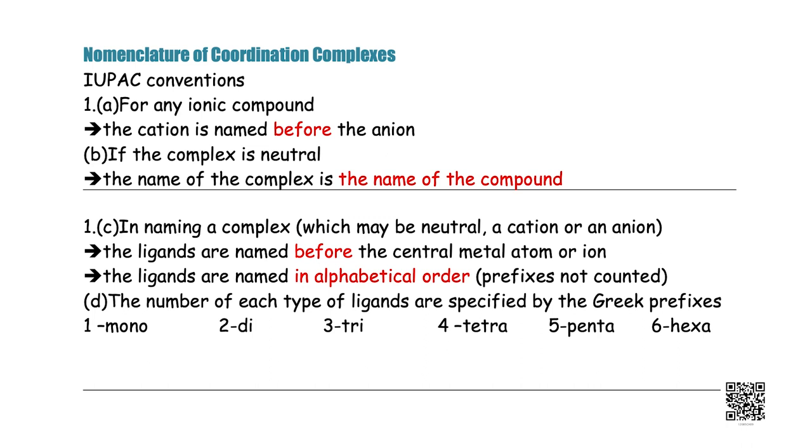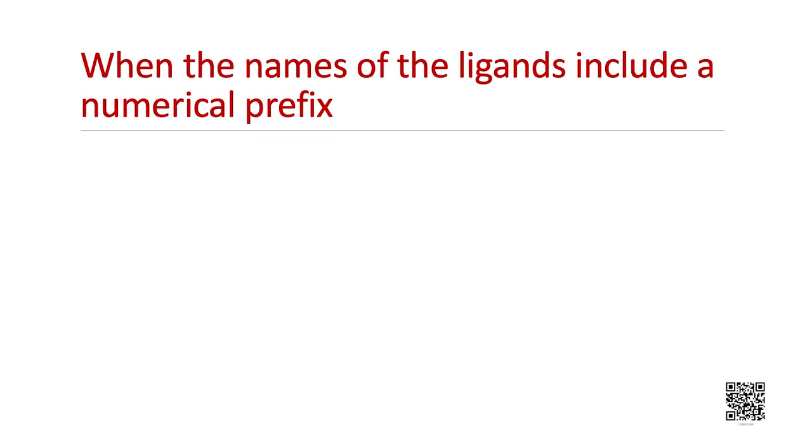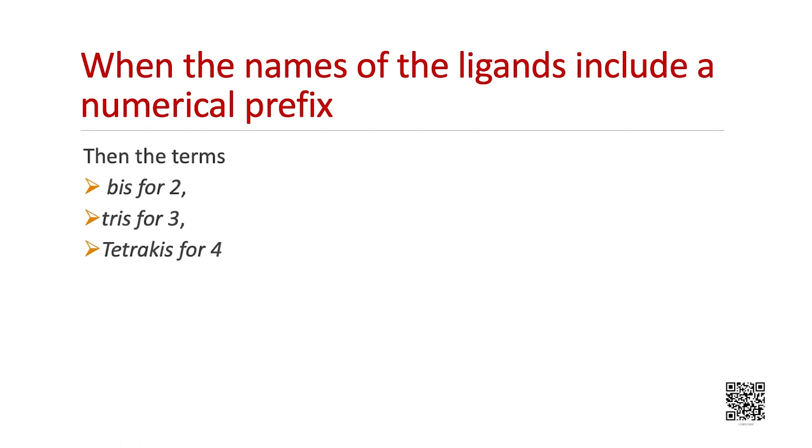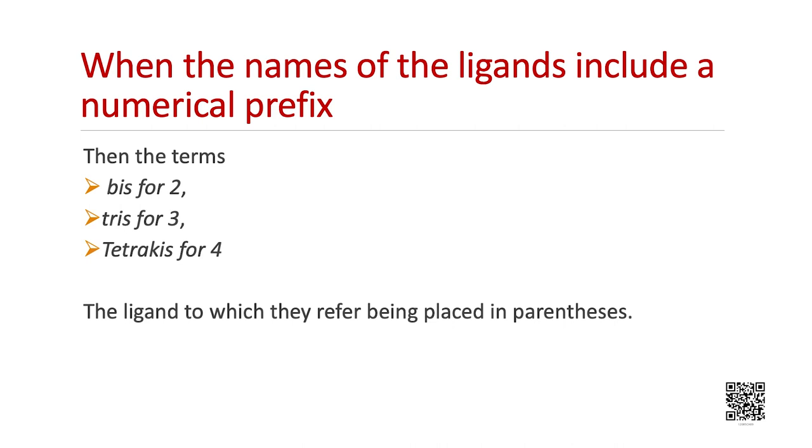For example, 1 stands for mono, 2 di, 3 is represented by tri, tetra for 4, penta for 5, hexa for 6, and so on. When the names of the ligands include a numerical prefix, then the terms like bis for 2, tris for 3, and tetrakis for 4 are used. The ligands to which they refer being placed in parentheses.